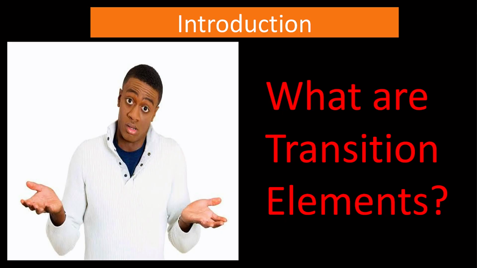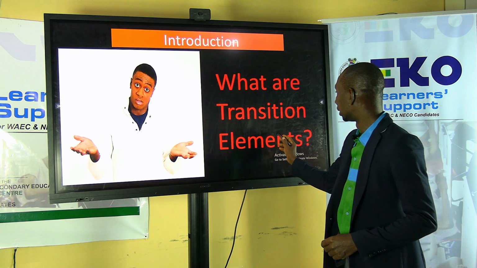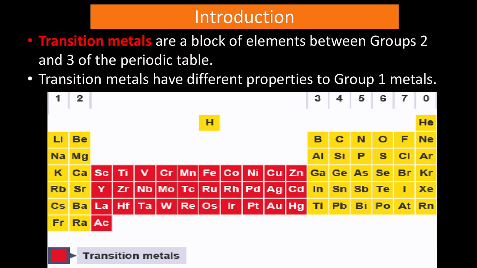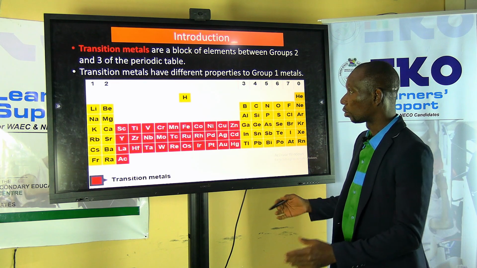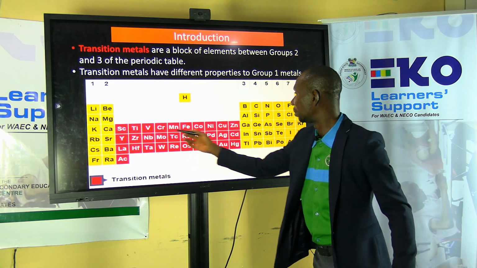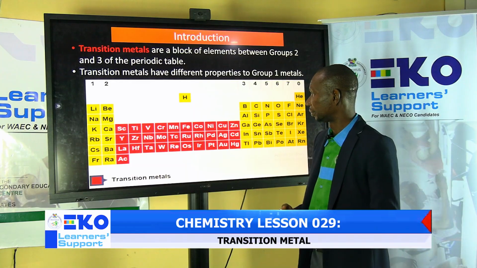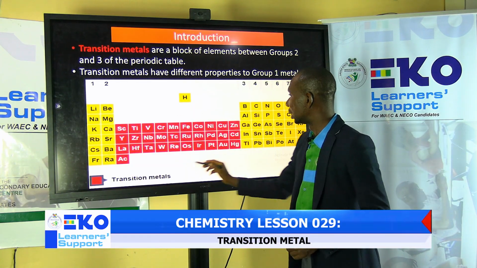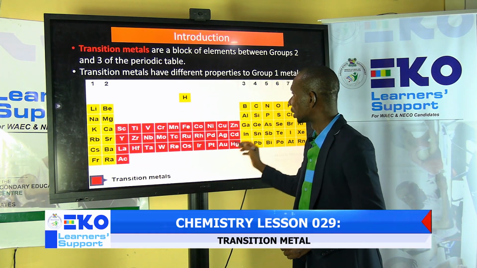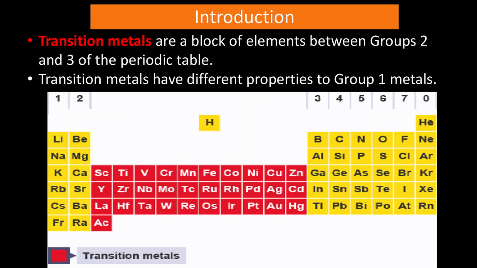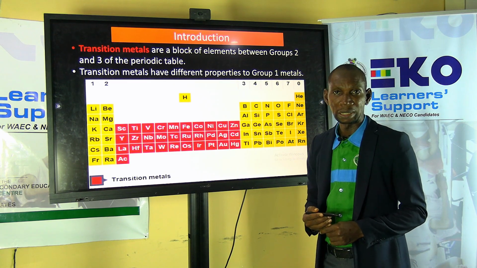So what are transition metals? Let's find out. Transition metals are a block of elements that are between group 2 and group 3 of the periodic table. They occupy a stretch of elements starting from scandium to zinc. These elements in red here are all called transition metals. Transition metals have different properties from the group 1 metals.